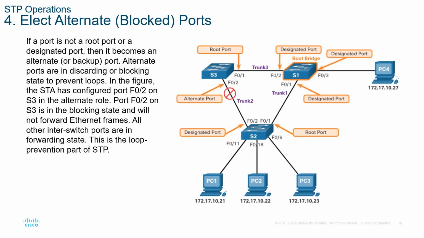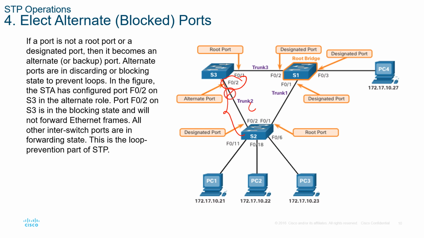Now, to elect the alternate port. On segment C again, you see that there's only one port that is not elected at all. So this port, which is F02, will be elected as blocked port, because it's not a root port, it's not a designated port, so it will become an alternate port. Alternate ports are always in the discarding or blocking state. What that means is they will receive the frame, but they will not forward it. They will just discard the frame.